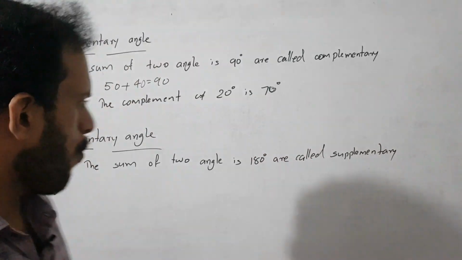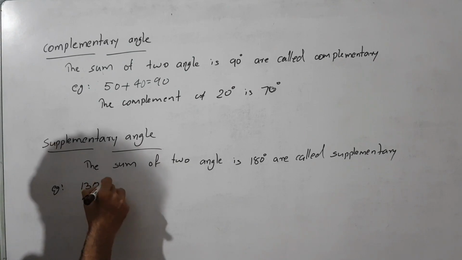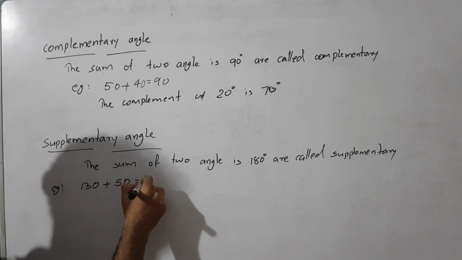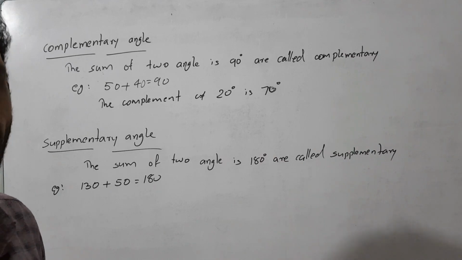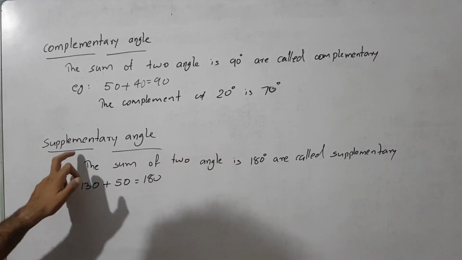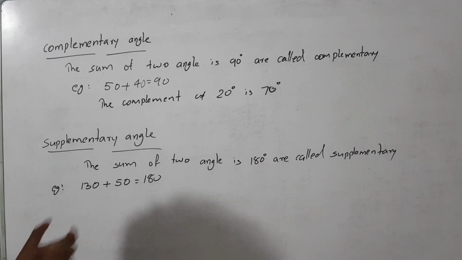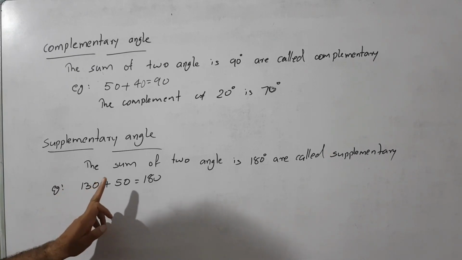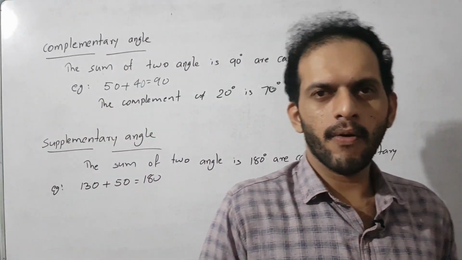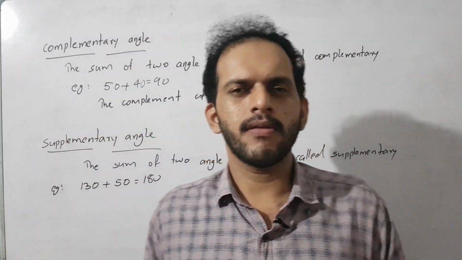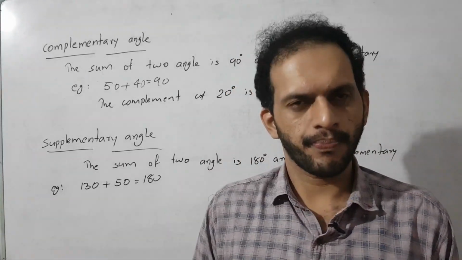For example, 130 plus 50 is equal to 180. So 130 and 50 are called supplementary angles. Together we call them supplementary angles. Then 130 is the supplement of 50, and 50 is the supplement of 130.